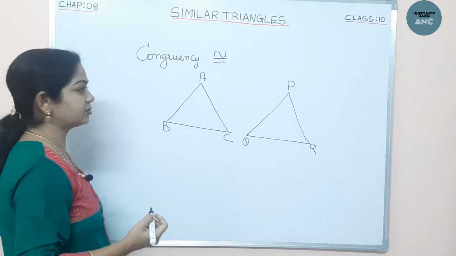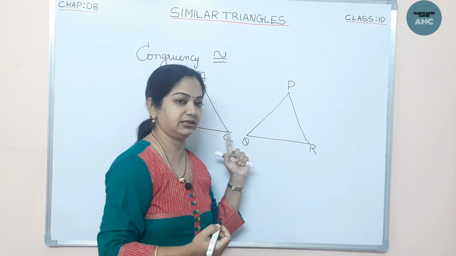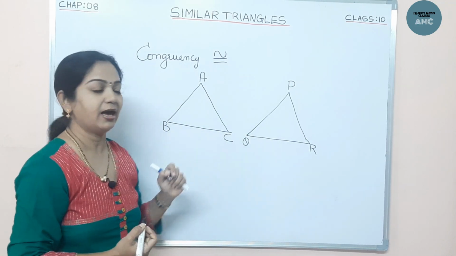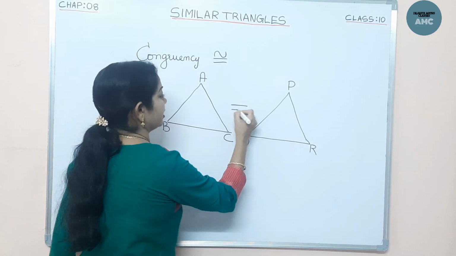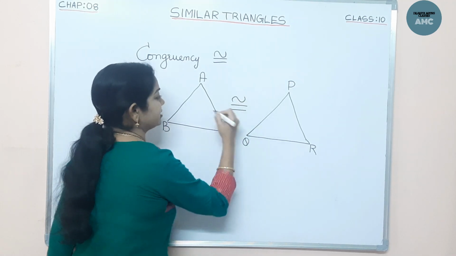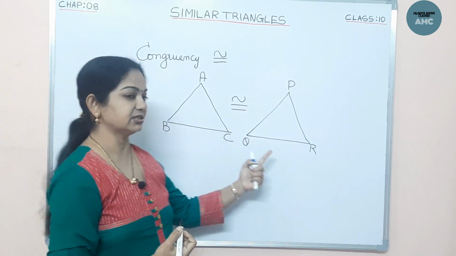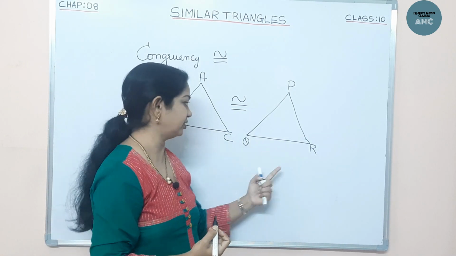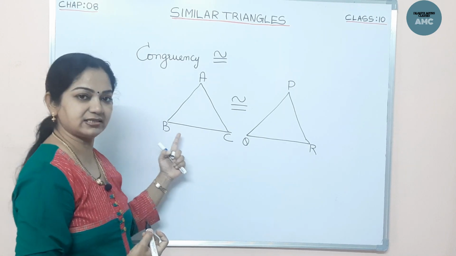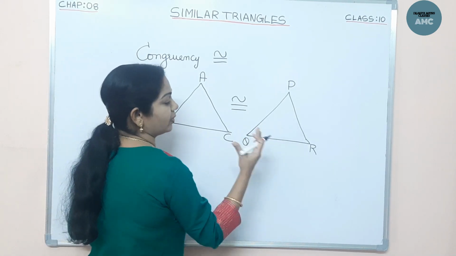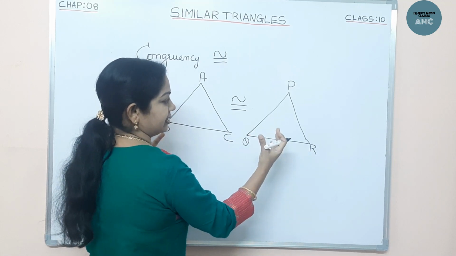These two triangles, by seeing, they are the geometrical figures, isn't it? They are the triangles and I say that these two are congruent. Now, how do I say that these two are congruent? Because these figures are geometrical closed figures. They are having the same shape and same size. How can I say that they are having the same size?